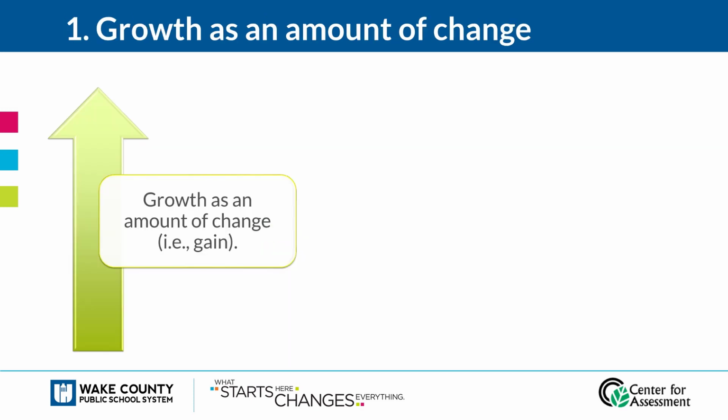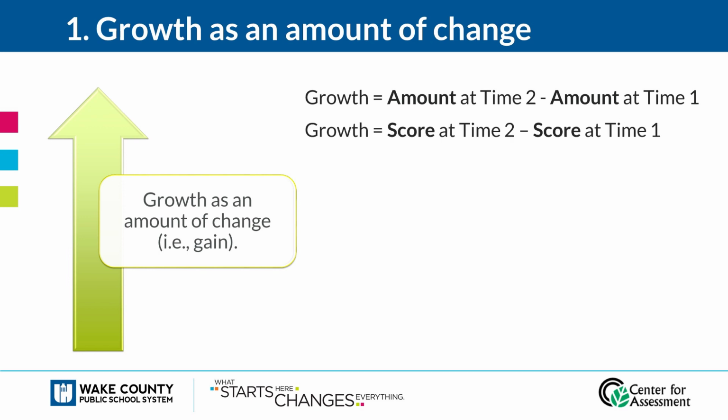First, let's consider growth as an amount of change. Growth as an amount of change is also referred to as gain or loss. Like height or weight, just calculate the amount of change. Growth is the amount of something at time 2 minus the amount of the same thing at time 1. With test scores, growth is the score at time 2, say on a post-test, minus the score at time 1 on a pre-test.